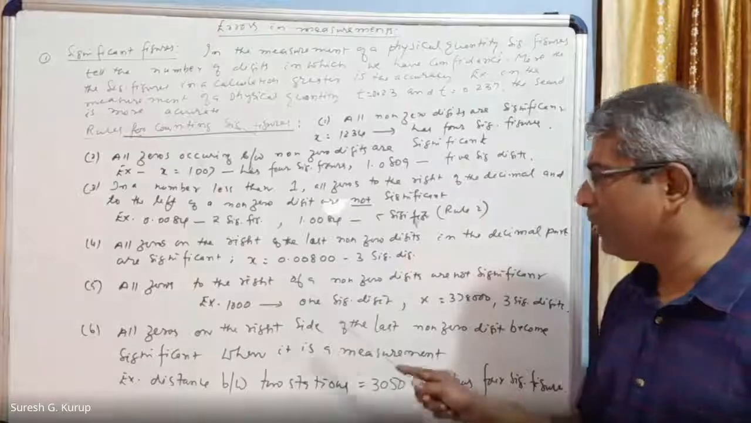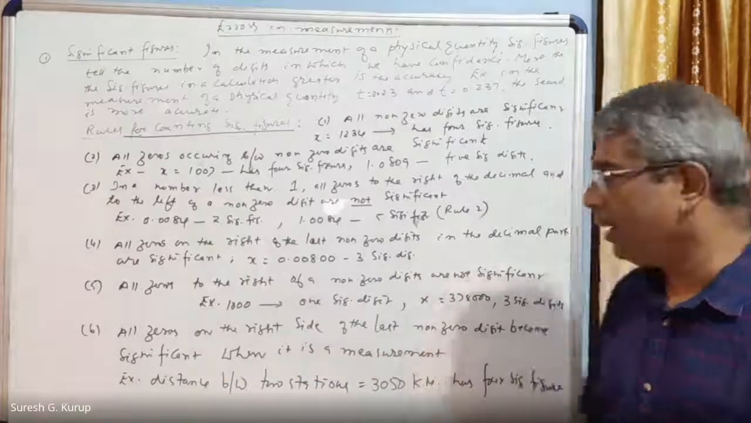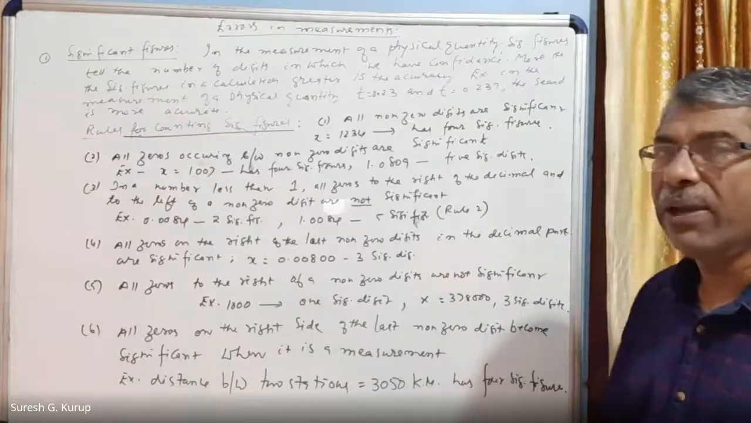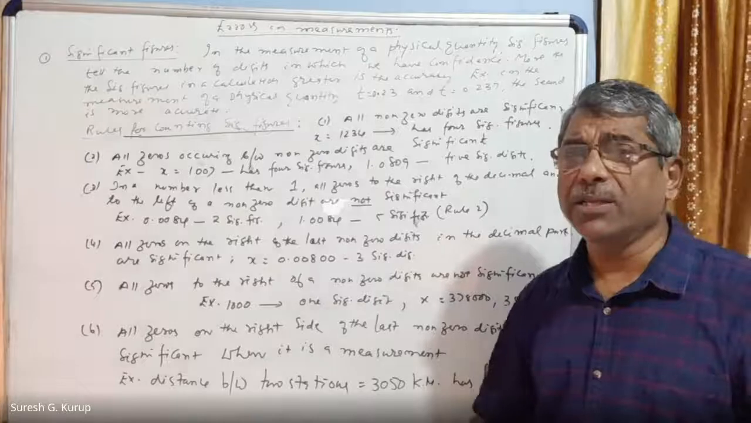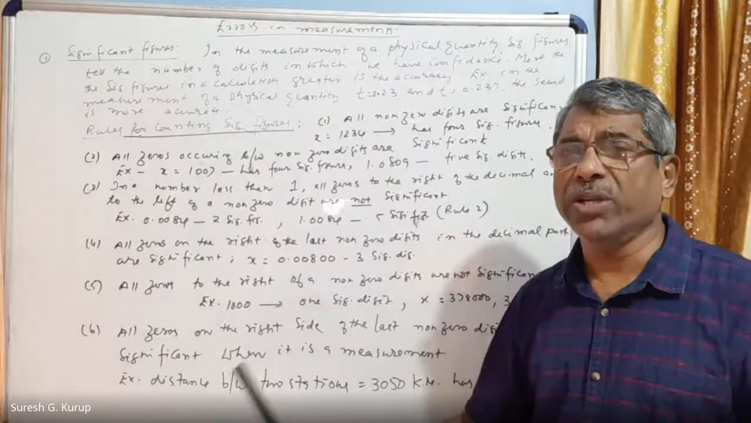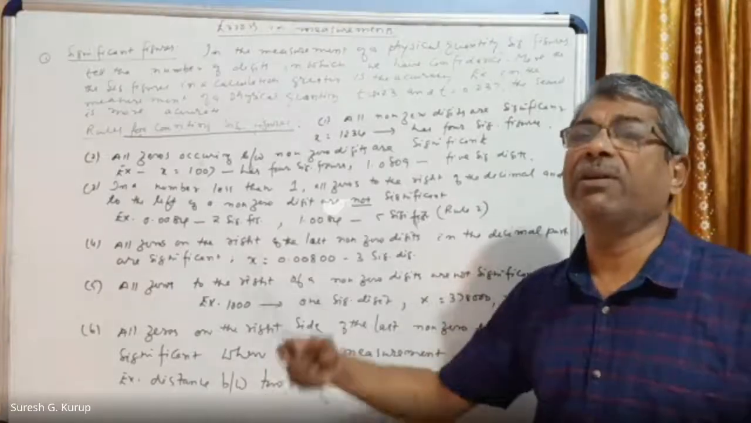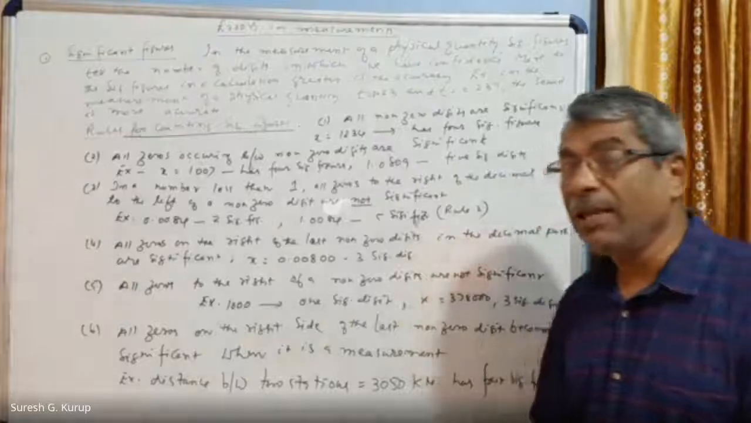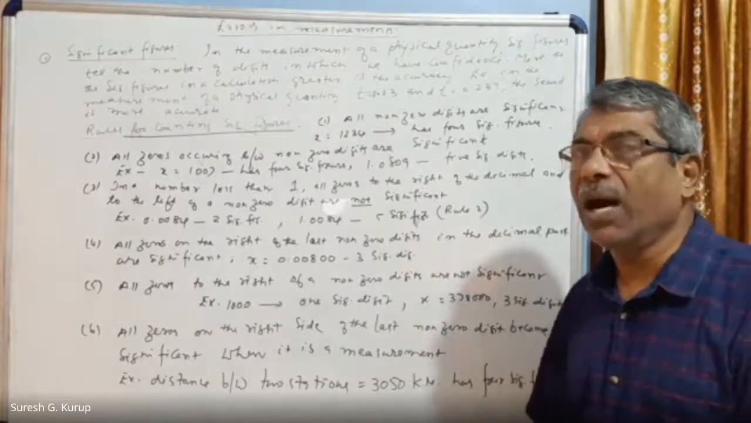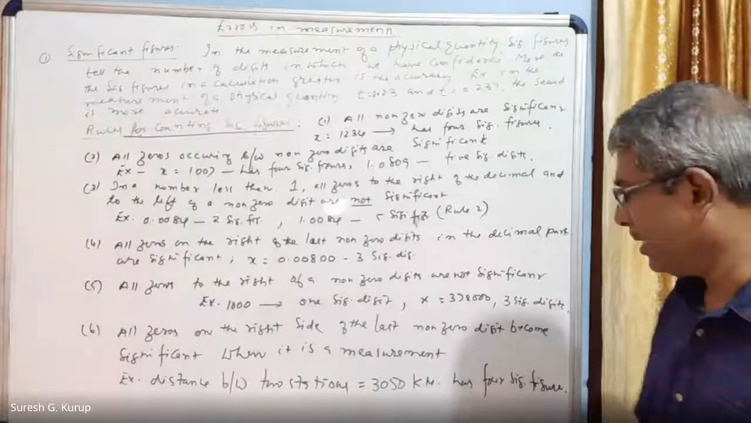Last, all zeros on the right side of the last non-zero digit can be significant. That is a contradiction to the previous rule. It can be a significant digit if it is a measurement. That must be well mentioned. For example, the distance between two stations is mentioned in terms of centimeter or meter or kilometer. Then the last zeros after the last non-zero digit can also be taken as significant digits.